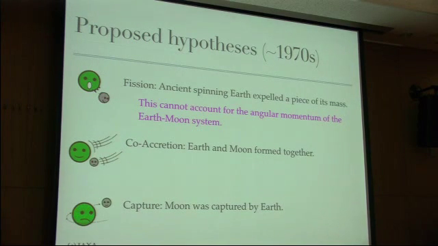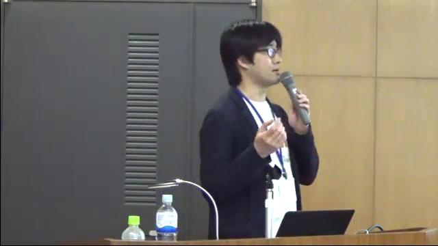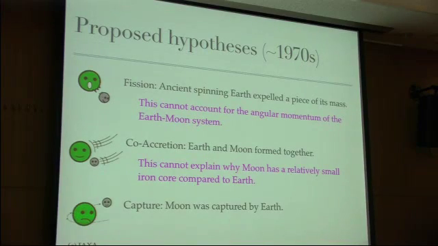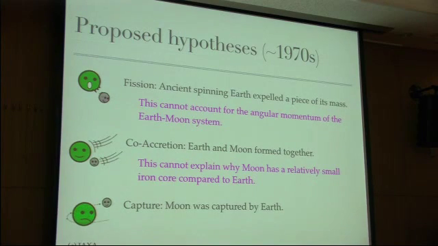The second hypothesis is the co-accretion hypothesis. The Earth and the Moon formed together using the same nearby building blocks. This hypothesis also has been rejected because it cannot explain why the Moon has a relatively small iron core compared to the Earth, which means the Moon should have the same composition as that of the Earth based on this hypothesis, so it has been rejected.